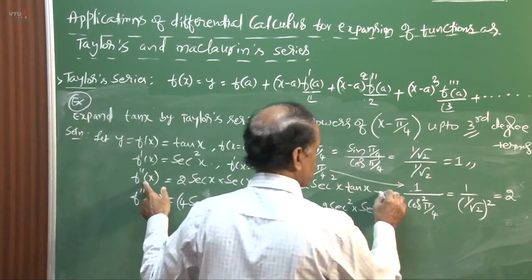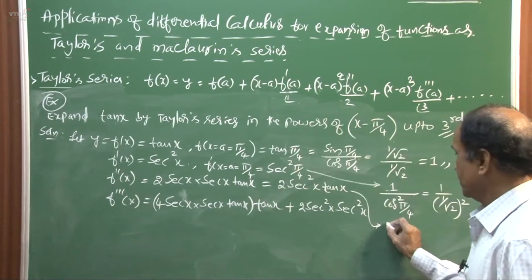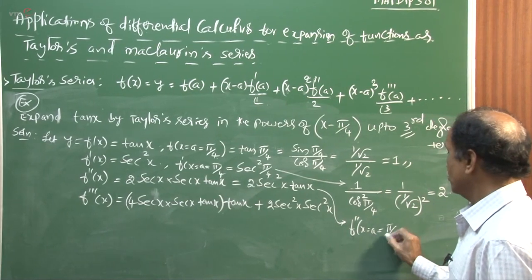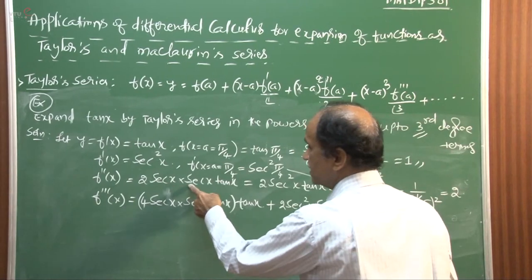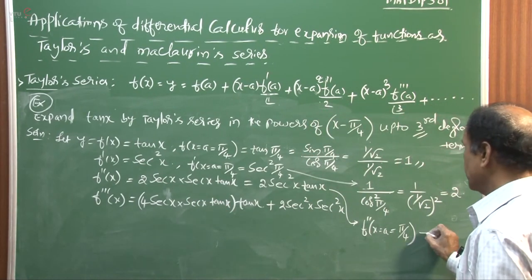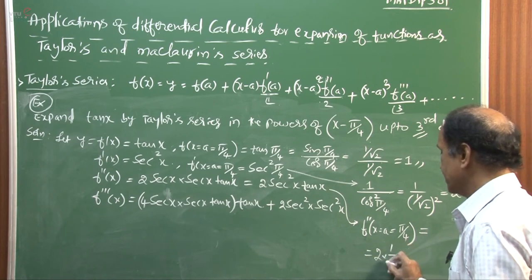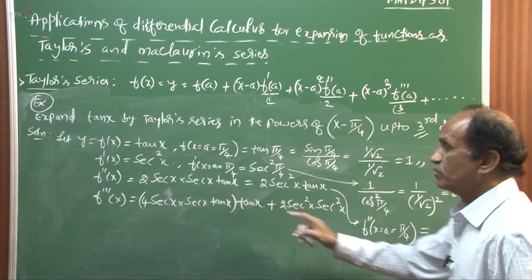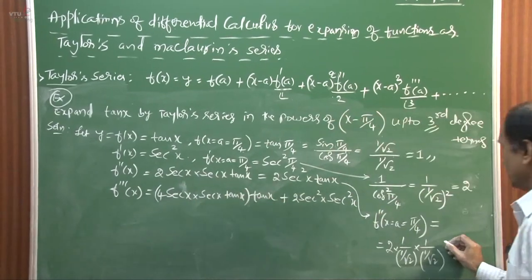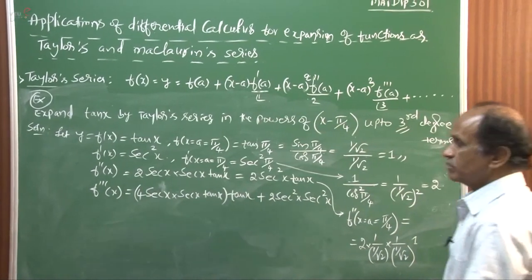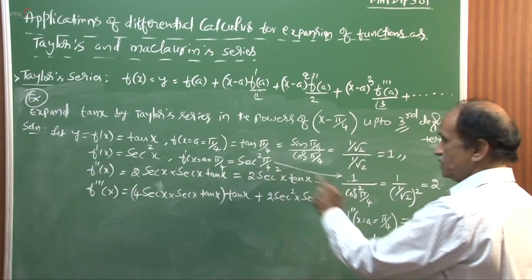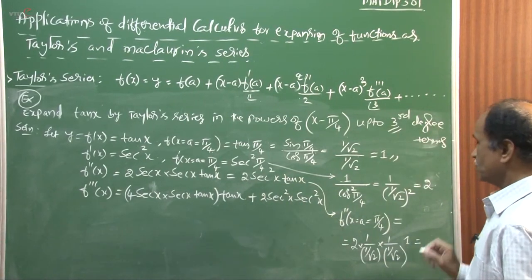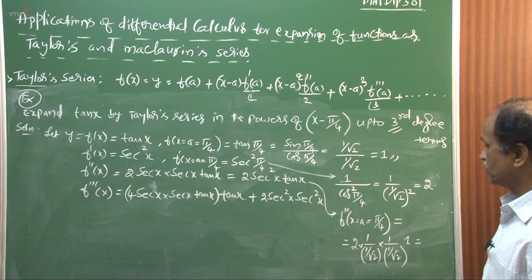Then the second order derivative, you have to simplify like this. F double dash at x equal to a, that is pi by 4, and wherever secant is there, that is 1 divided by 1 by root 2, that is equal to 2 into 1 divided by 1 by root 2 into 1 divided by 1 by root 2, because there are two secant functions and tan x. That is, tan x is 1 at x equal to pi by 4, otherwise 2 times secant square, then tan. In any way you can write it. So what is the answer? 1 by root 2 into 1 by root 2 means it is only 1 by 2.